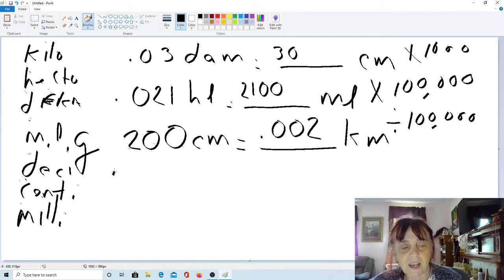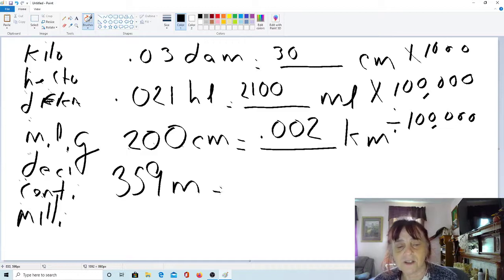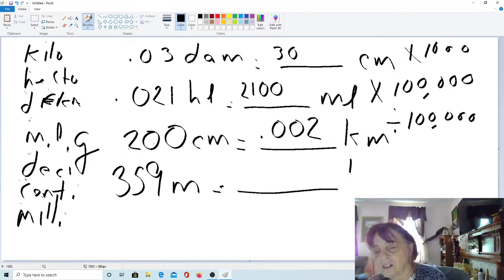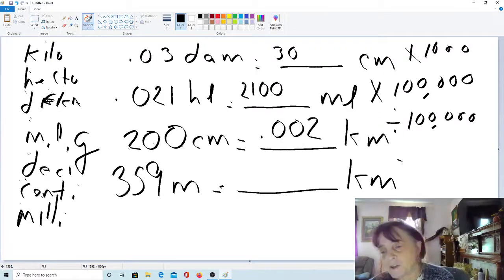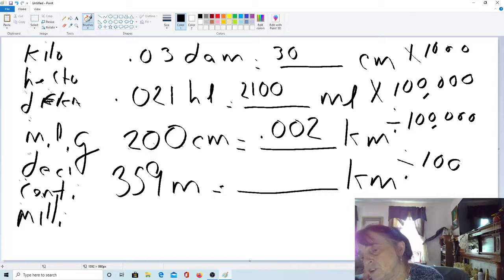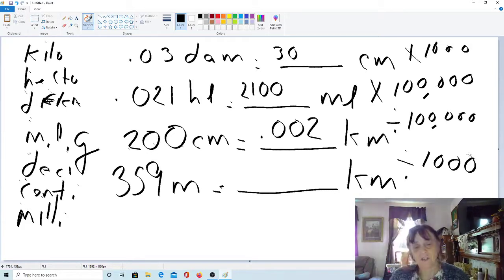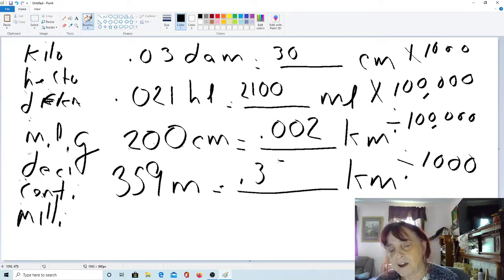Okay, and let's say I have 359 meters. How many kilometers is that? Divide by 10, 100, 1,000. So if you divide by 1,000, you move your decimal point 3 places to the left, which would be 0.359 kilometers.